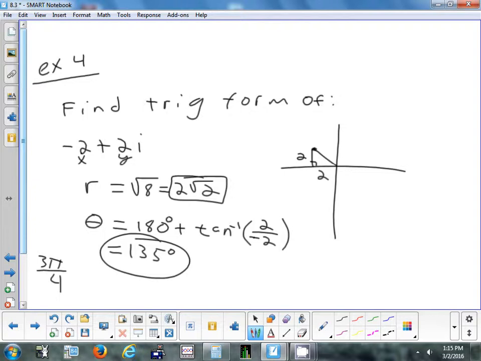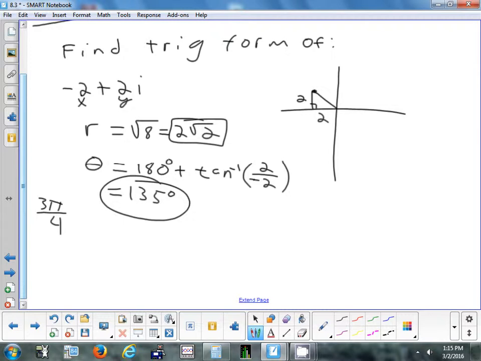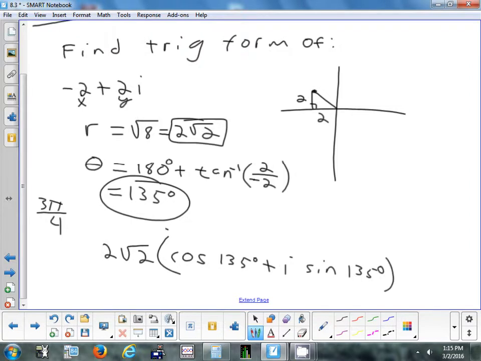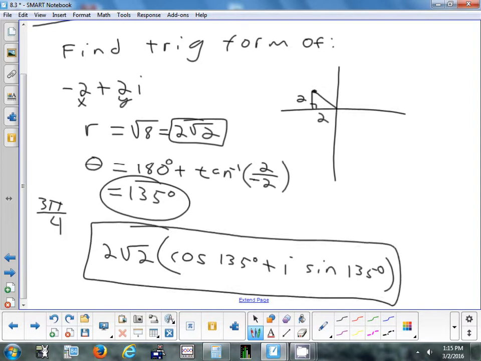Okay. Questions on my radius or angle? All right, so now my last step, just fill into the formula. R cosine theta plus i sine theta. Make sure you have parentheses in there as well. So it's R cosine theta plus i sine theta. And that's our answer. Okay, we don't do anything else with that.